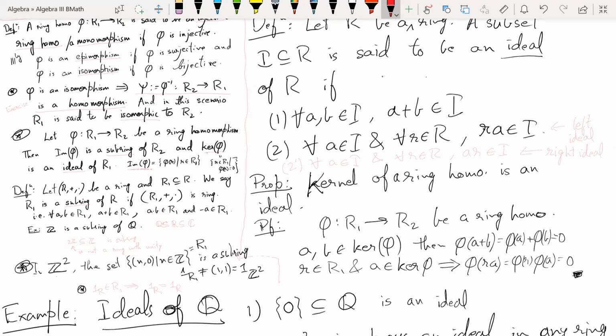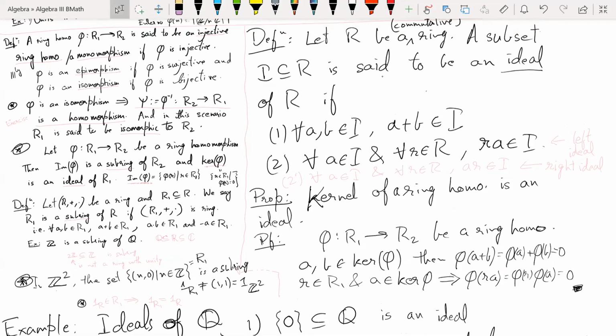And in a non-commutative ring, if a subset satisfies all of 1, 2, and 2 prime, then you say it's a two-sided ideal. In a commutative ring, left ideal, right ideal, and two-sided ideal all coincide, obviously, and we'll study mostly commutative rings. But in the ring of matrices, which is non-commutative, one has to insist on this kind of distinction.